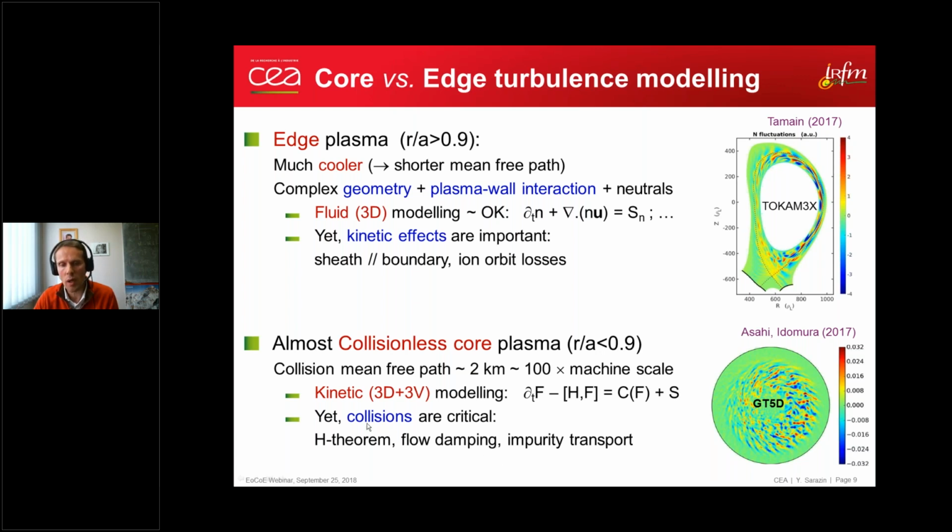Another point regarding collisions is impurity transport. Impurities are all the species different from the fuel, deuterium and tritium. So these are alpha particles and also impurities coming from the interaction of the plasma with the wall. So impurity transport is also partly governed by collisions. So at least for those issues, collisions should be accounted for.